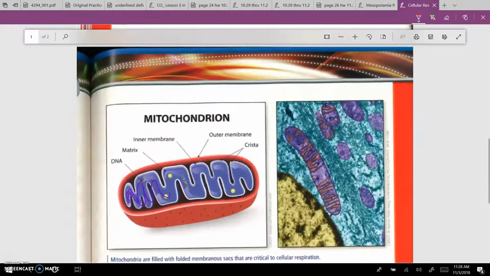And if we take a look back at this mitochondria, this thing right here is very important for cellular respiration. These are folded membranes, and they're really critical to cellular respiration in mitochondria. And then this over here would be an actual image of mitochondria in a cell.